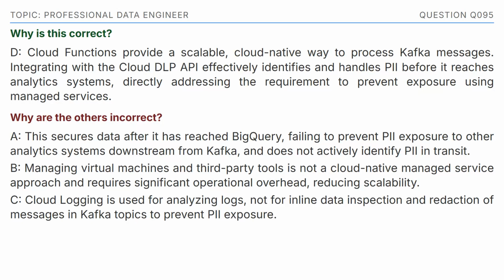Why is this correct? D. Cloud Functions provide a scalable, cloud-native way to process Kafka messages. Integrating with the Cloud DLP API effectively identifies and handles PII before it reaches analytics systems, directly addressing the requirement to prevent exposure using managed services. Why are the others incorrect?